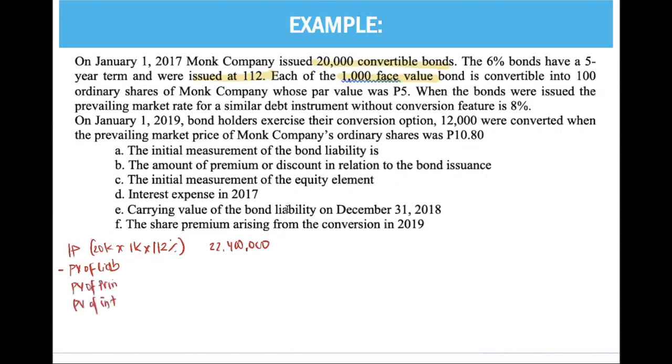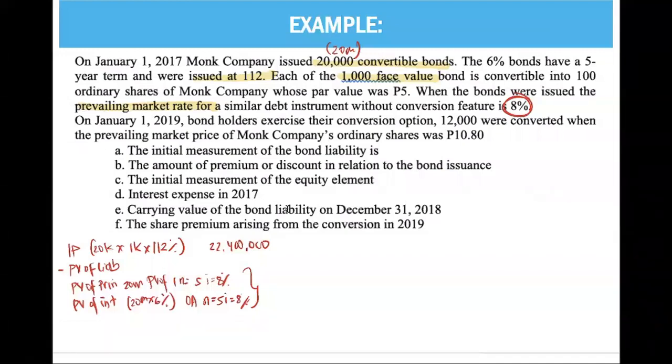Next, for the PV of liability, we need to get the PV of principal and the PV of interest. For our PV of principal, that is 20 million, right? 20,000 times 1,000 is 20 million. We use PV of 1. Of course, N is equal to 5. I is equal to 8% because that is the prevailing market rate. Now, PV of interest. Our interest is 6%, 20 million times 6%. So we need to use your PV of ordinary annuity of 1. N is equal to 5. I is equal to 8%. How much then will we get here?